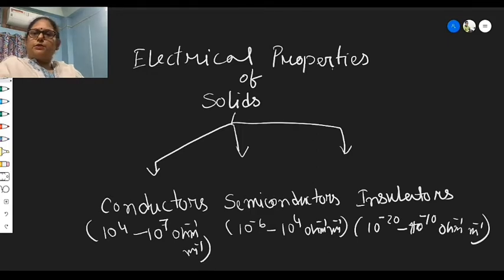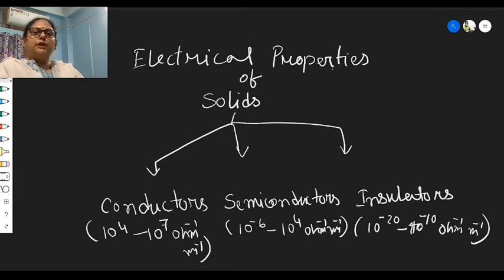So on the basis of conductivity, we can divide solid substances into three. Conductors, where the conductivity range is from 10 to the power 4 to 10 to the power 7. Semiconductors, in between the conductors and insulators, from 10 to the power -6 to 10 to the power 4. And in case of insulators, it is very less, 10 to the power -20 to 10 to the power -10 per ohm per meter.